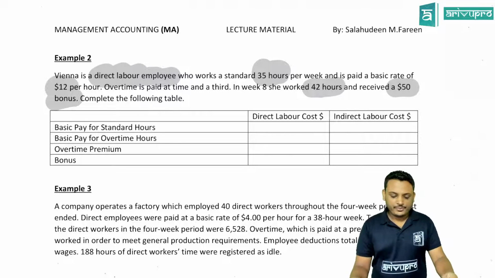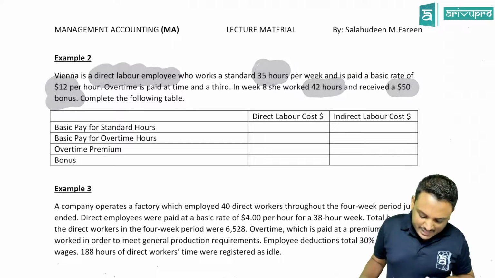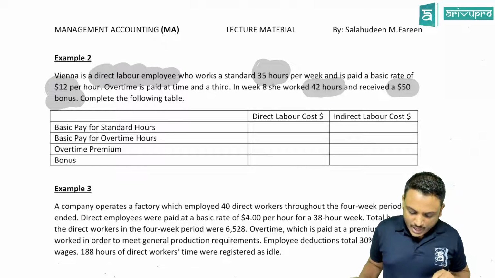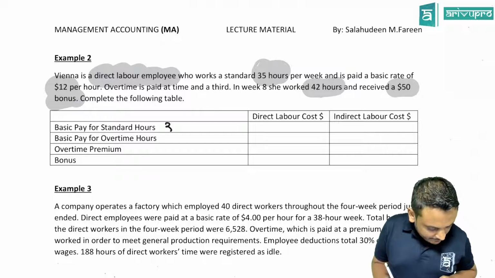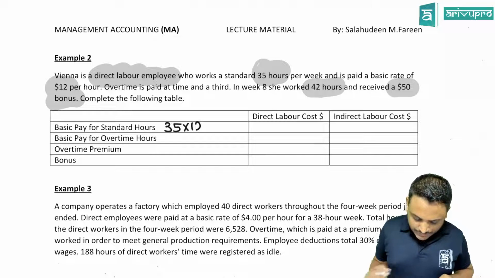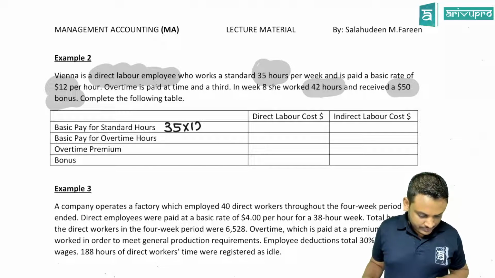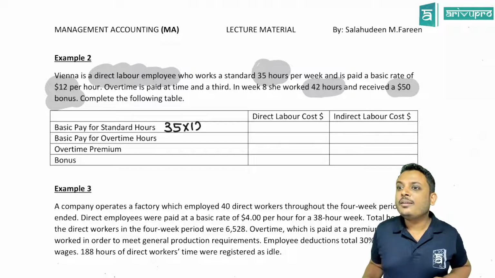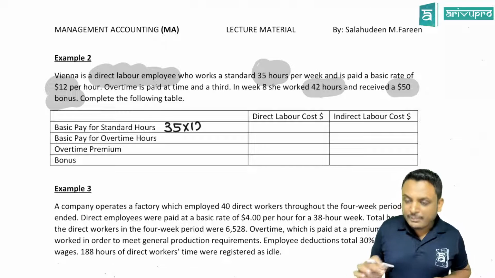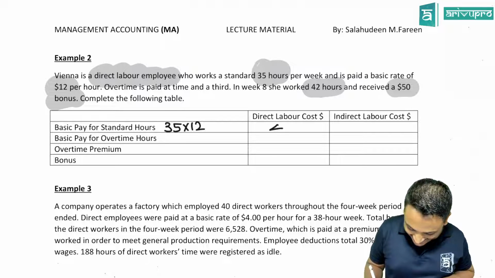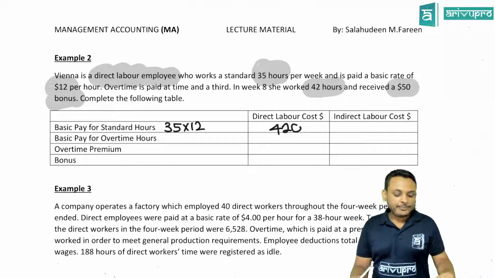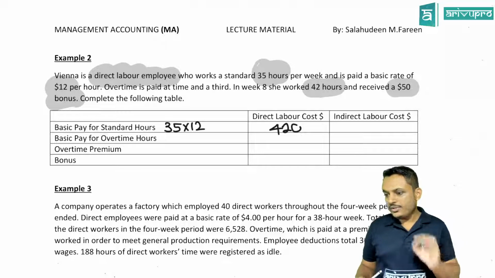Now consider. Basic pay for standard hours. How many standard hours? 35 hours multiplied by 12. How much? 420. Sugi? Same, right? 35 multiplied by 12, how much? 420. Direct labor or indirect labor? It is direct labor. Very good. Genius. Super.